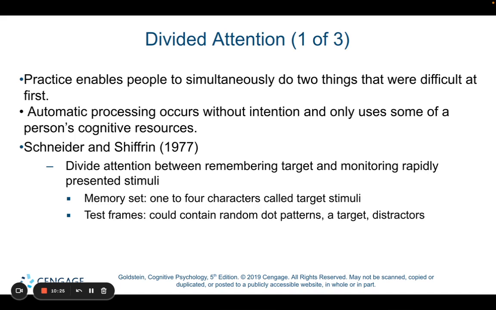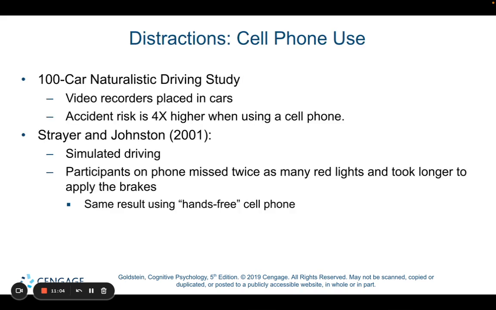When it comes to divided attention, this practice enables people to do two things at once, and it can be very difficult for people to do. Automatic processing occurs without intention and only uses some of a person's cognitive resources. In 1977, lots of research was being done on our ability to divide our attention. They looked at memory sets, which were 1 to 4 characters that targeted a stimulus, and then test frames, which could contain random dots and targets and distractors.